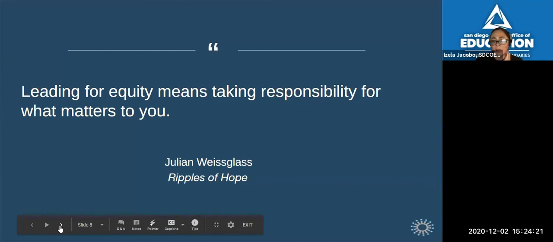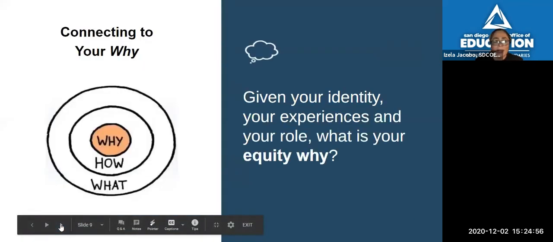We want to make sure that as we engage in this next 40 minutes that we have together, we all remind ourselves that we are leaders for equity, that our responsibility as educators is to lead for equity. And leading for equity means that we all take responsibility for what matters to us, in the words of Julian Weisglass. So it is critical that as we engage in the work we're doing with all students, but particularly with our English learners, we use that equity lens.